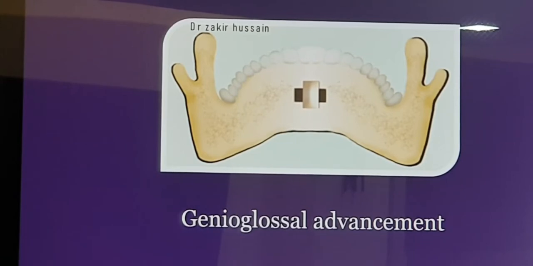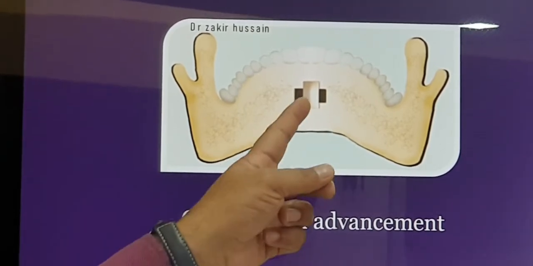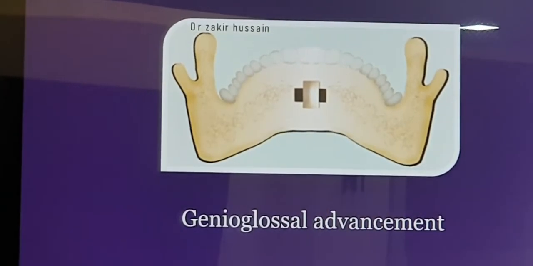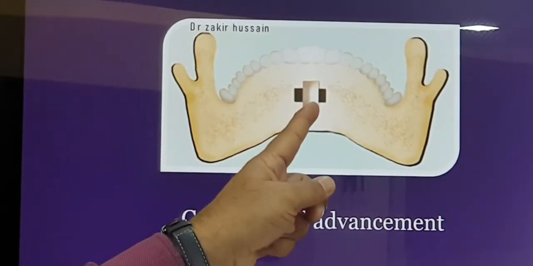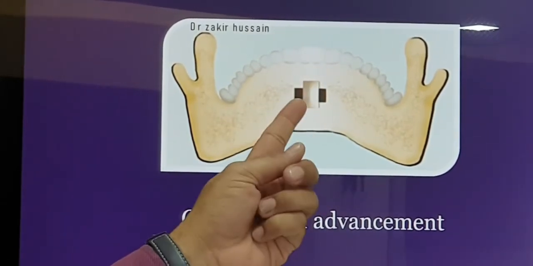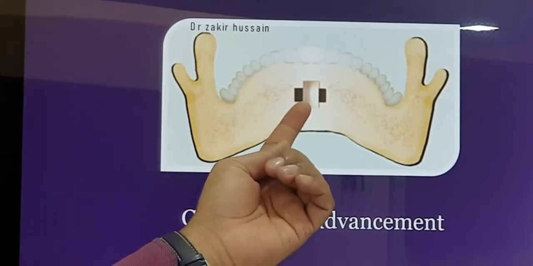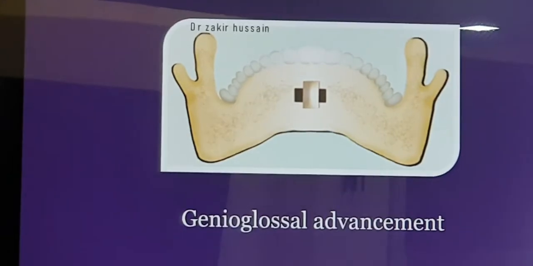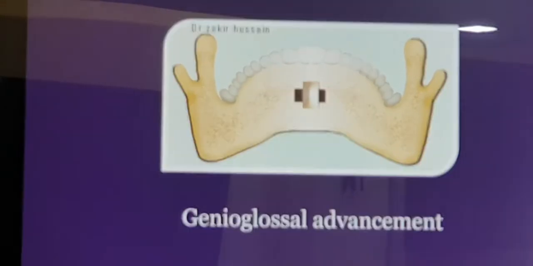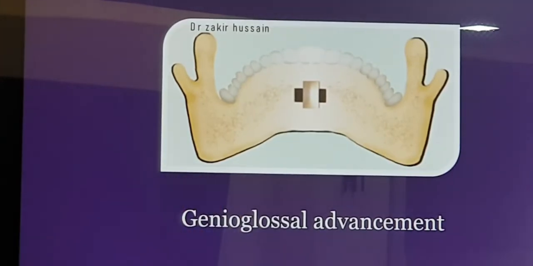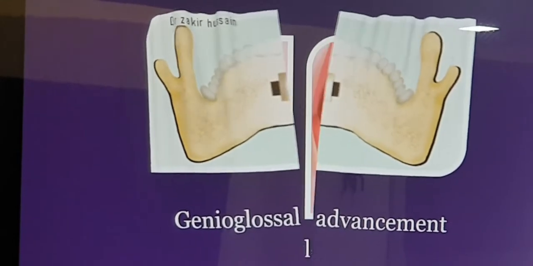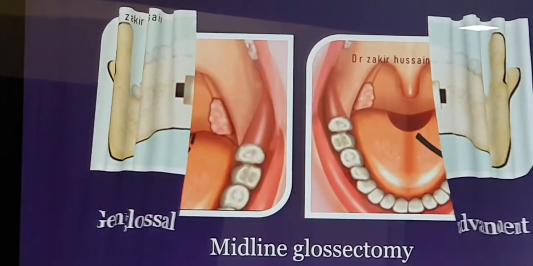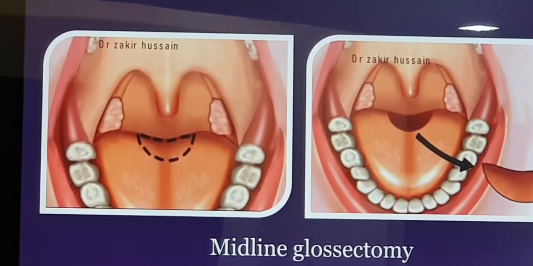In that, what we do is, this is the mandible, that is the jawbone. This particular part of the jawbone here can be cut open and advanced anteriorly, forwards. Why? Because just behind that, the tongue is attached. So if you do like this, what happens? The tongue is pushed forwards so that you can get enough space behind the tongue. This is called genioglossus advancement. Genioglossus is the name of the muscle which is being advanced.